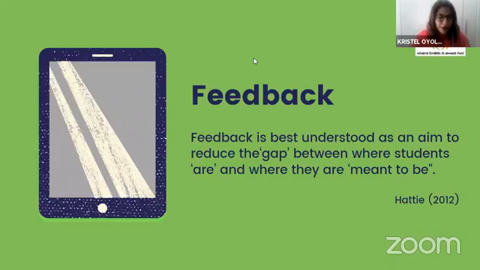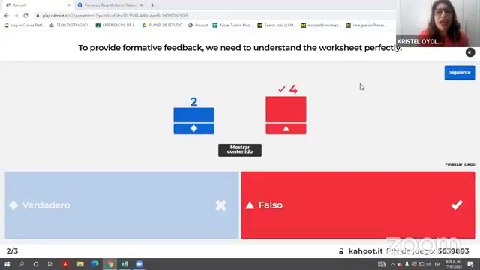Because probably some of you have been playing already. It's easier to blame my computer, but actually it was me, right? Actually it was me. Okay, I don't know if I can play this. I'm sorry, it's my mistake. Sorry for that. Okay, wait a minute. It says, to provide formative feedback, we need to understand the worksheet perfectly. Could you please answer me in the chat, because that was my mistake. I clicked on the Kahoot and passed on very fast.